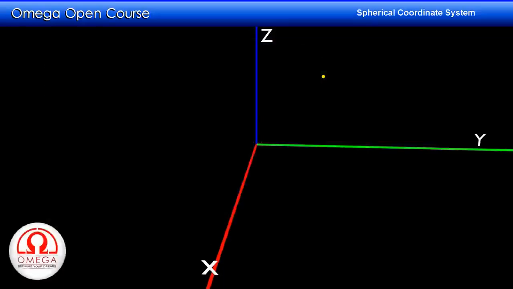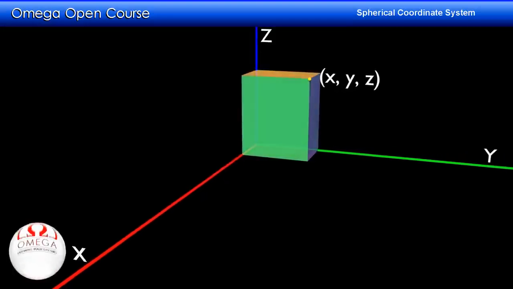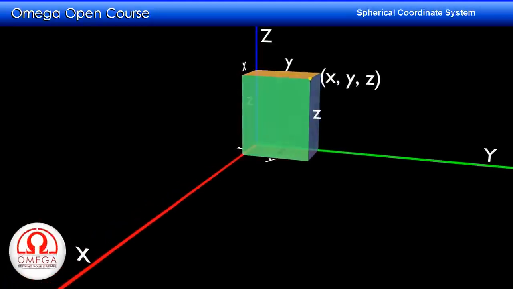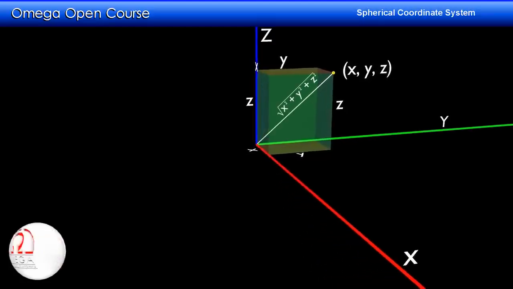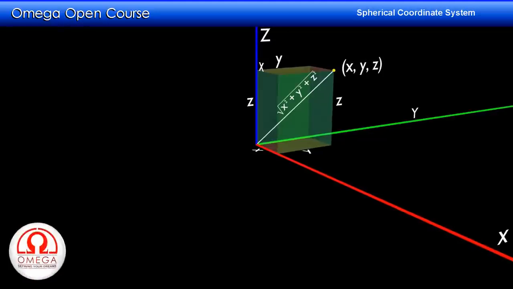Now let us convert Cartesian coordinates x, y, z into spherical coordinates. As you know, if you draw a cuboid with three of its edges along the axis and one vertex on the point, then the width of the cuboid is x, its length y, and height z. The first of the spherical coordinates is the distance of the point from the origin, which is the same as the length of the body diagonal of the cuboid. But the length of the body diagonal of the cuboid is root under x square plus y square plus z square.